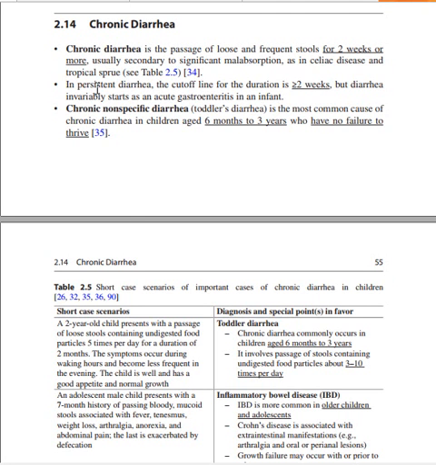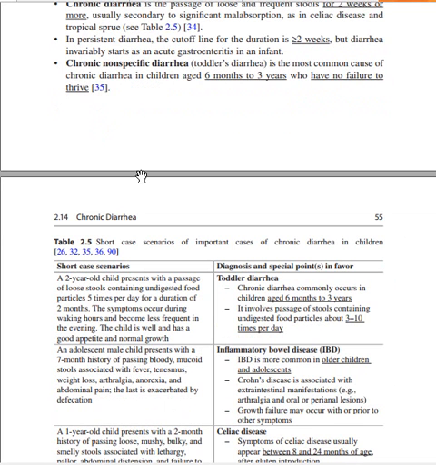In persistent diarrhea, the cutoff line of the duration is 2 weeks. So when it's greater than 2 weeks, you already know it's chronic diarrhea. But diarrhea invariably starts as an acute gastroenteritis in an infant. So we have chronic non-specific diarrhea, which is a toddler's diarrhea.